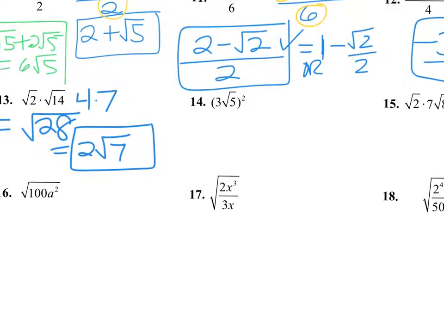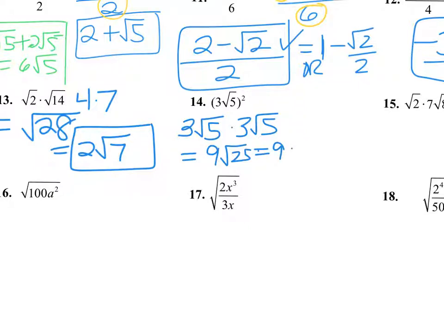All right. Number 14 is to take 3 rad 5 and multiply it times itself. I'm going to write this as 3 rad 5 times 3 rad 5. Sometimes it helps when you write things out. It looks a little different, but it's still the same. So then what I do is this. I multiply the outside numbers together. So 3 times 3 is 9. Then I multiply the radicals together. Rad 25, which is, I heard someone say it, 9 times 5, which is 45.